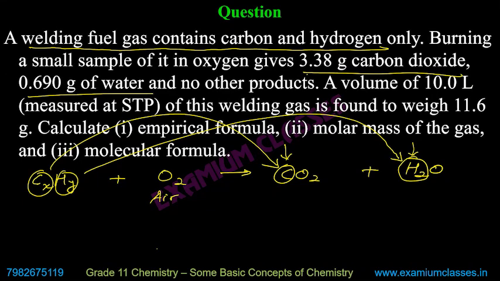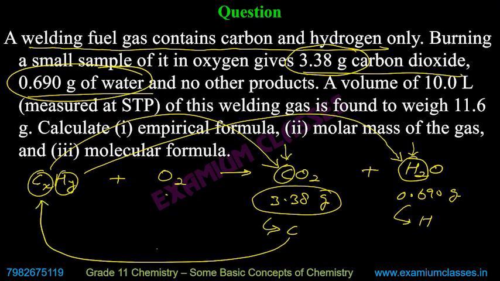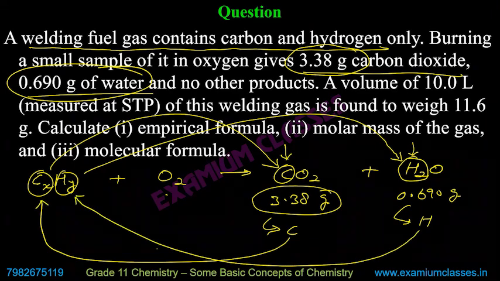Now further, it says it gives 3.38 grams of carbon dioxide and 0.690 grams of water. It means if you can find how much carbon is there in this carbon dioxide, and how much hydrogen is there in this amount of water, 0.690, the same amounts were present in the welding gas. So you can get the exact amount of carbon and hydrogen from these two values.